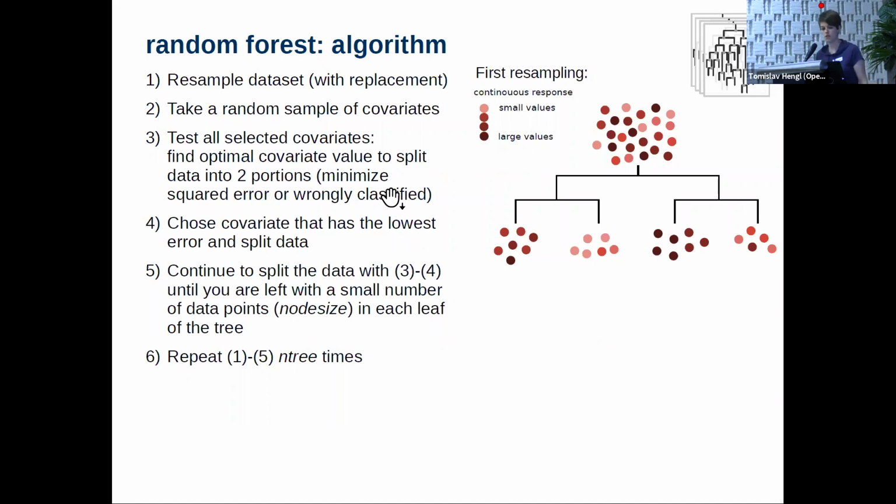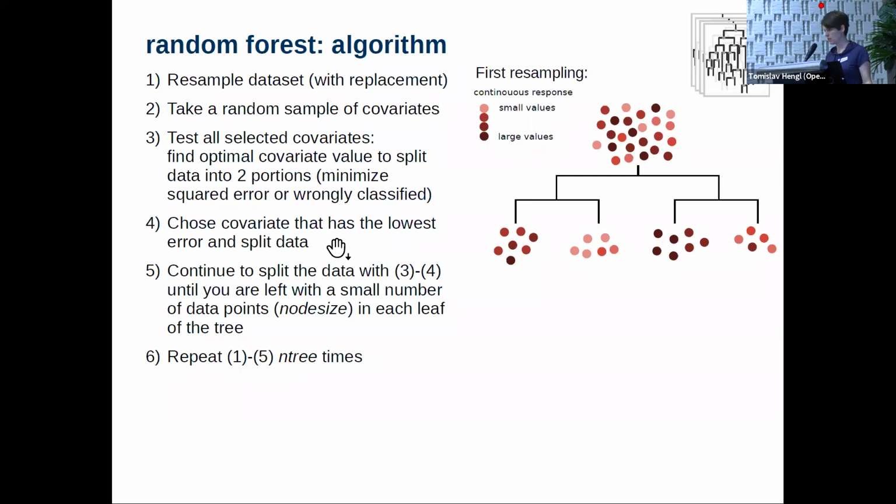So how is this algorithm working? First you resample the data set with replacement. Then you take a random sample of your covariates. And how many you randomly sample here, this is this mtry tuning parameter. You test all the selected covariates for this split to split your data into 2 portions. And this, in most implementations, is done by minimizing the squared error or the wrongly classified. There is also some work that there could be other criteria to find the optimal split, but I'm not sure if this is already implemented.